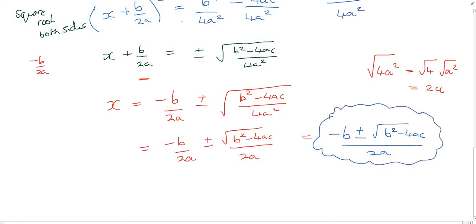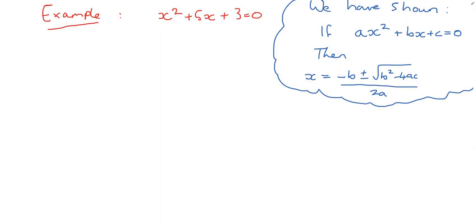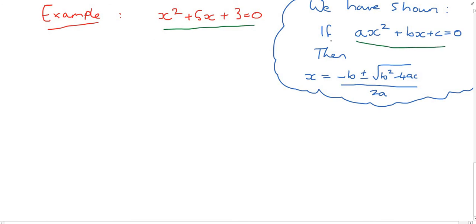So now let's have a look at an example. Okay, here's our example. It's a similar example to earlier, only we've just got the coefficients switched around. So we've shown that if ax² plus bx plus c equals 0, then we can solve this. That means find the values of x using this formula: minus b plus or minus the square root of b² minus 4ac, divided by 2a. So all we need to do now is identify the similarities between this equation and this one. That means find the values of a, b, and c.